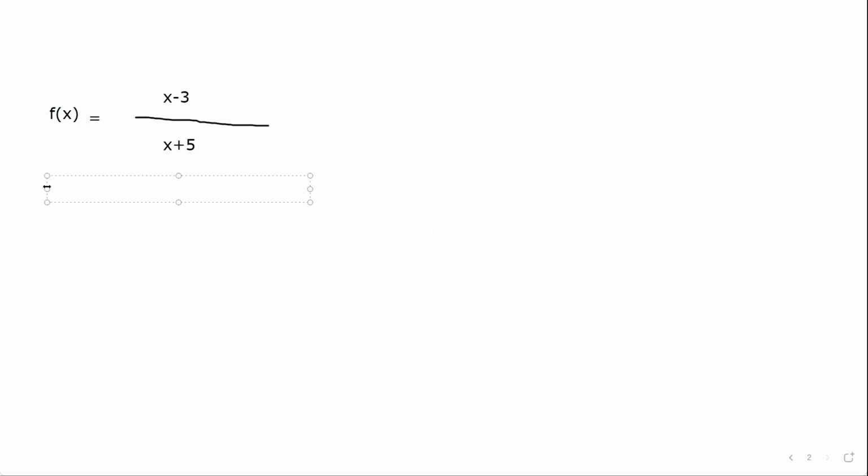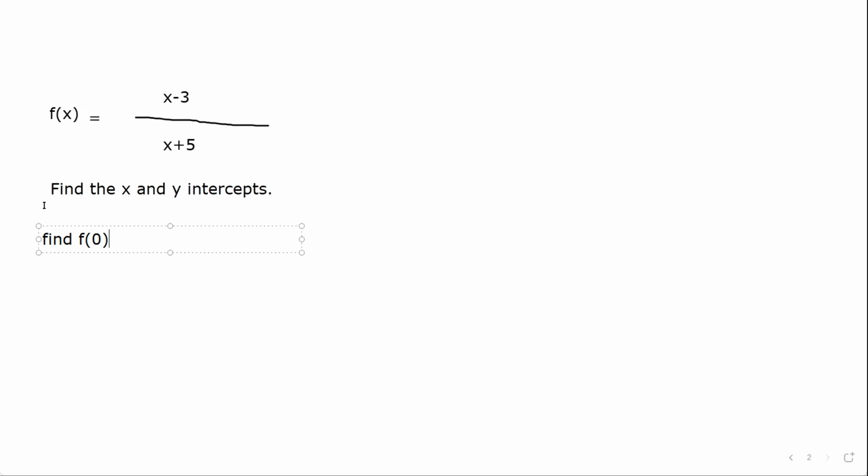They'll say, find the x and y intercept, but they'll ask it in a different way, okay? They could ask you this way, but they could also say, find f of 0, right? Now, think about this critically for a minute.